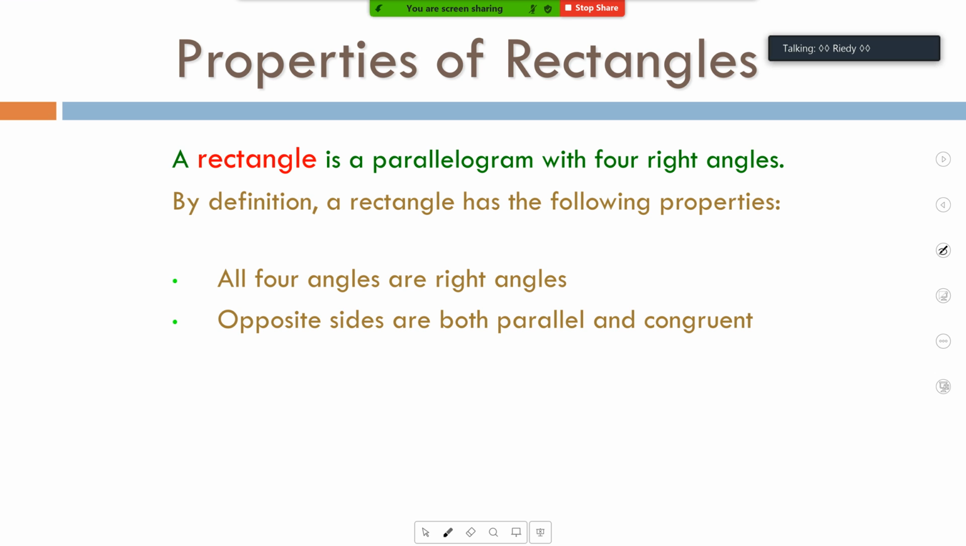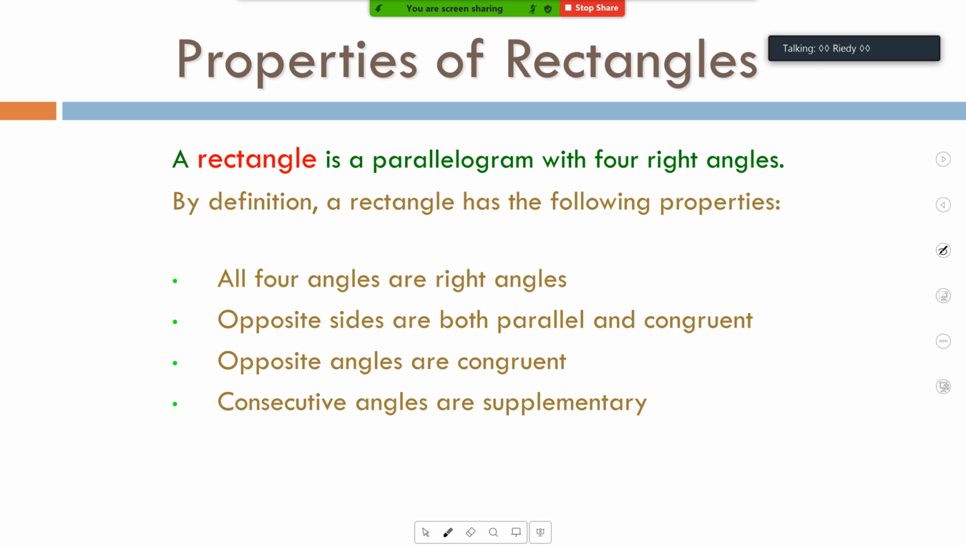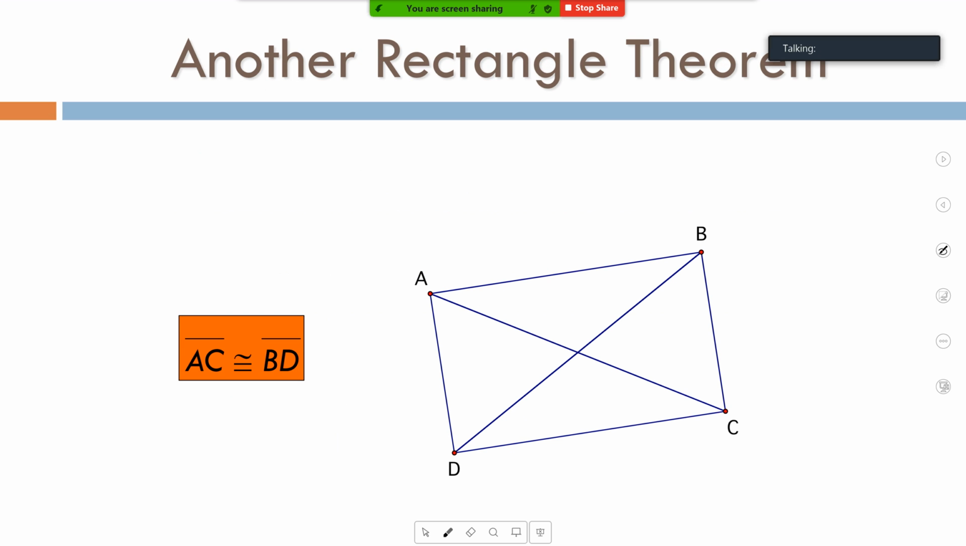We know that because it's a parallelogram. The first one is unique for a rectangle. The second one is a repeat. The third one is new. Okay. Oh no, sorry, opposite angles are congruent. That's old. That's old. That's old. So here's a rectangle.